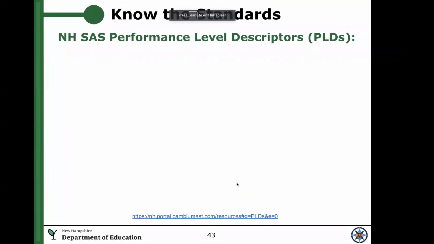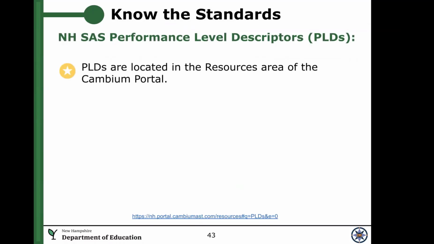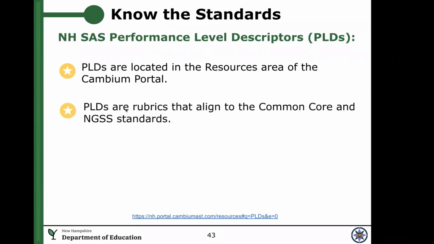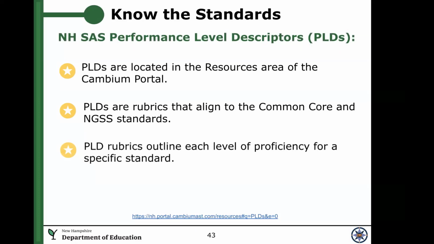So next here, another way to look at our standards and to really understand our standards for grades 3 through 8, the New Hampshire SAS portal has what are called performance level descriptors, or PLDs. They're located in the resource area of that Cambium portal, which is that New Hampshire portal, cambiumast.com. They're rubrics that align to the Common Core and NGSS standards, and they outline each level of proficiency for a specific standard. And they're for ELA, math, and science. So I'm just going to show you some of the examples.